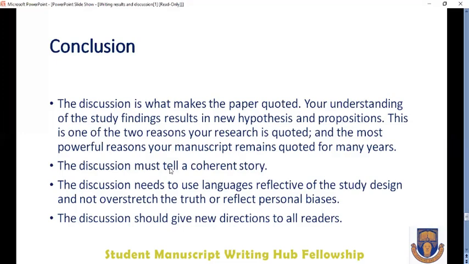We mentioned earlier, your discussion should give a new direction to the reader. And when I want to come up with a new study, sometimes I just go to the discussion of a study I've read and see what they've highlighted as future research direction.